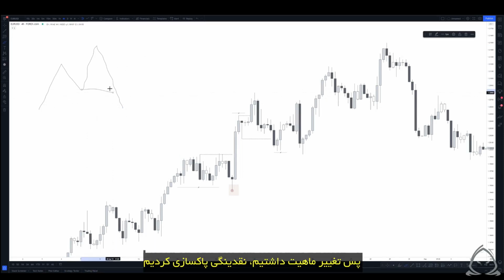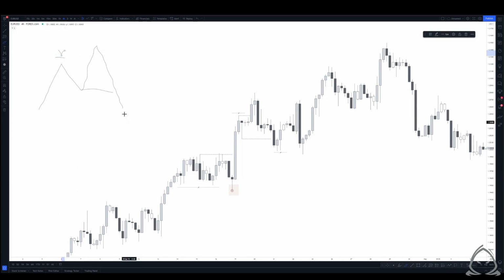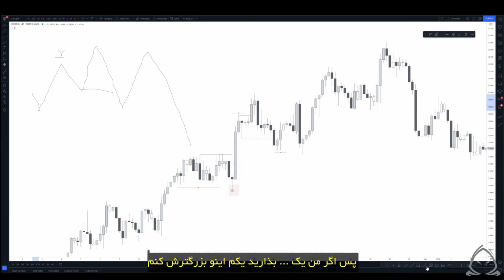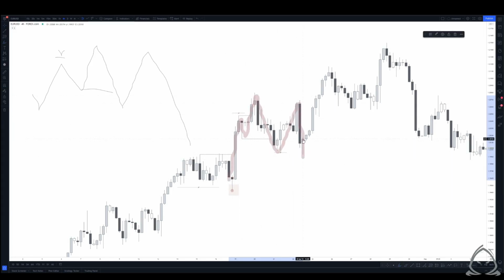So now we have that change of character. We've taken liquidity. What we'd want to see now is a mitigation and then a continuation that takes out the structure that created the actual swing in price. So if I just draw on this, let's make this a little bigger, for instance, parabolic price action, move this out here.